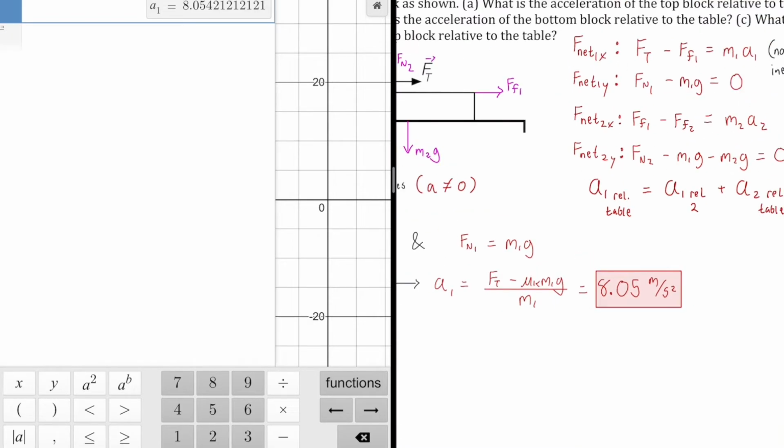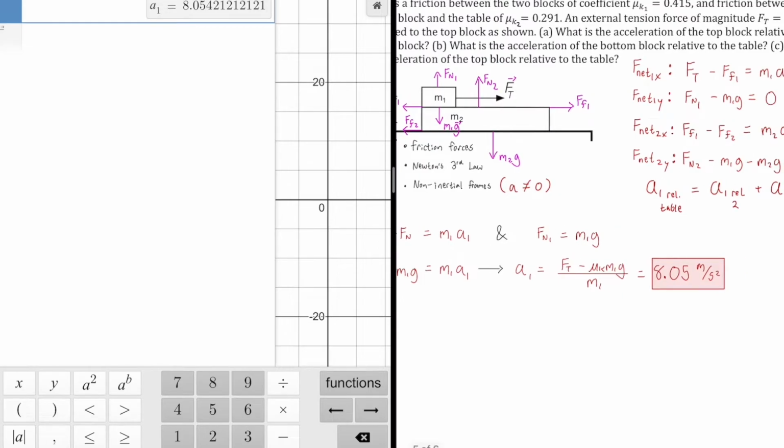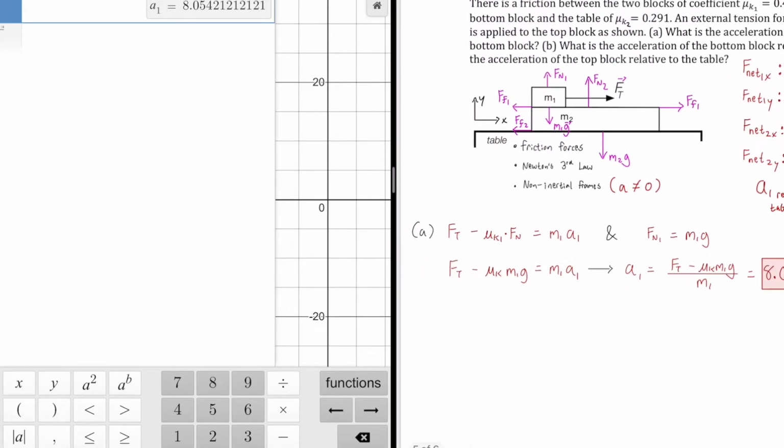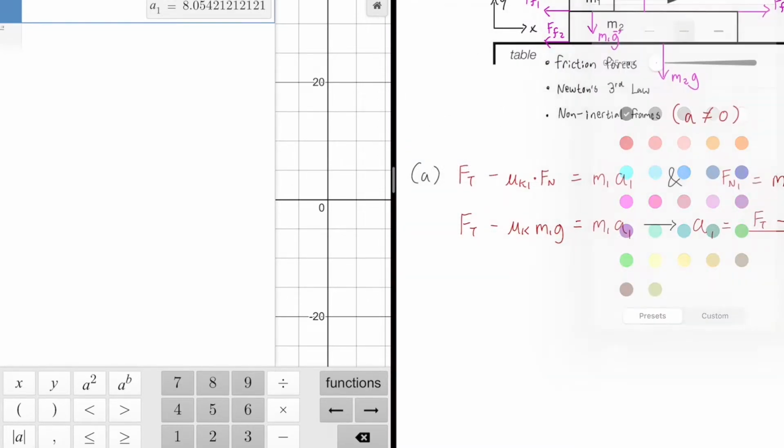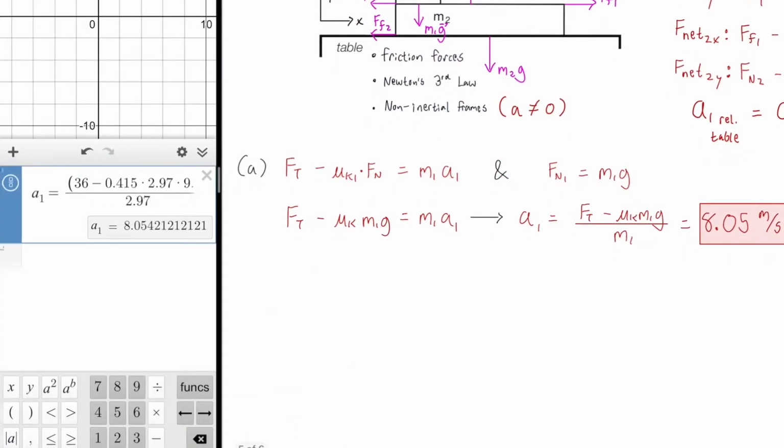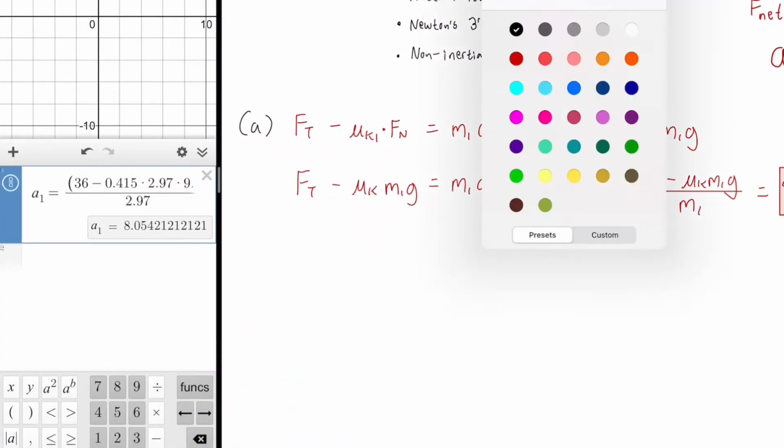Well, let's go ahead and move on to the second one. What is the acceleration of the bottom block relative to the table? Okay, so this one is going to be inertial, which is excellent for our next step here. All right, and excellent for understanding part C. So let's go ahead and work on that.